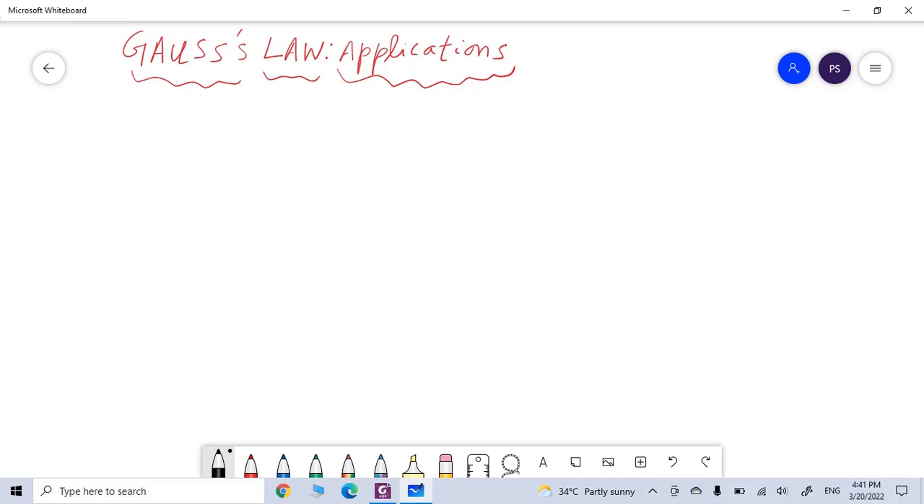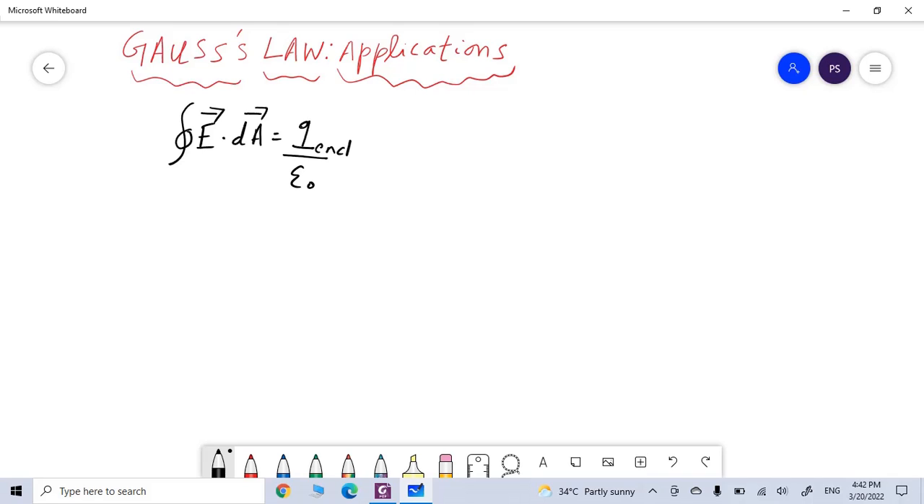Hello friends, in the last class we discussed in detail about Gauss's law of electrostatics. Gauss's law can be stated as integral E dot dA is equal to Q over epsilon 0, where Q is the enclosed charge. The Gaussian surface is an imaginary closed surface. The electric flux is always equivalent to the charge enclosed within the closed surface. This is the summary of Gauss's law.